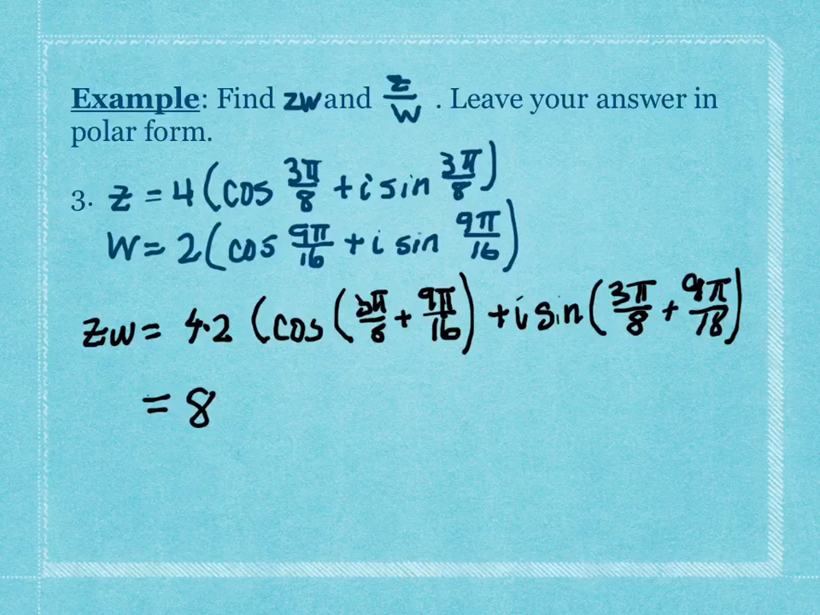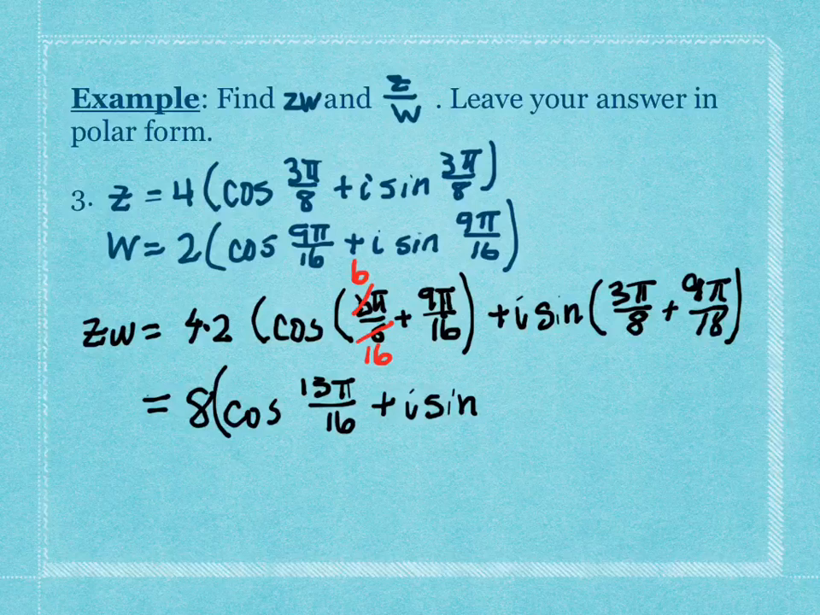And then in order to add these angles together, we need to have common denominators. So this 8 becomes a 16, and the 3 would become a 6, and then we have 6 plus 9, which gives me cosine of 15 pi over 16 plus I sine of 15 pi over 16. And this would be my value for z omega. We still need to do z over omega.